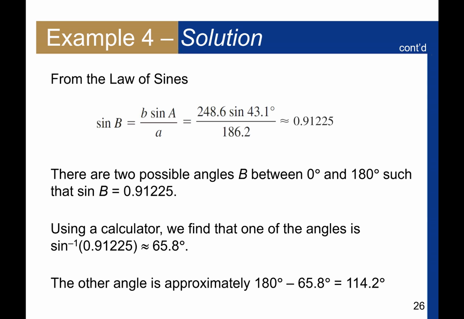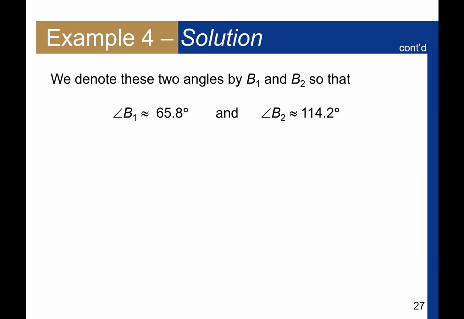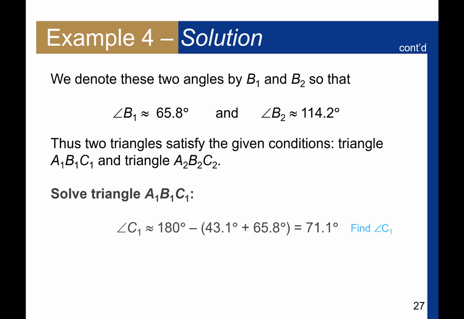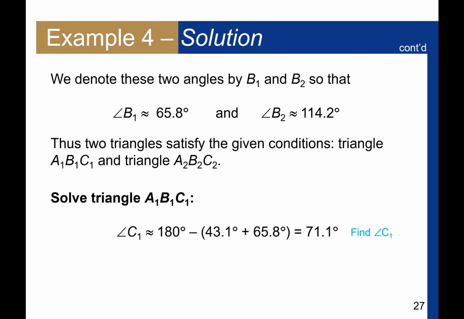Now if we pair each of those up with the given 43.1 and 65.8, we would be left with 71.1 degrees for the measure of angle C. This definitely will make a triangle.